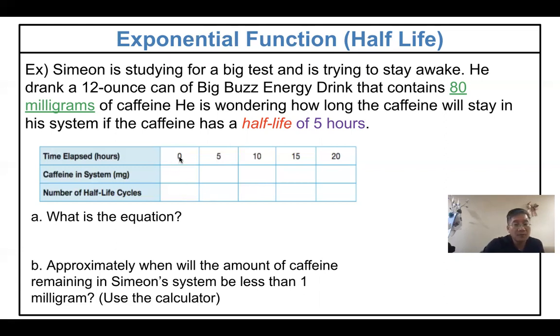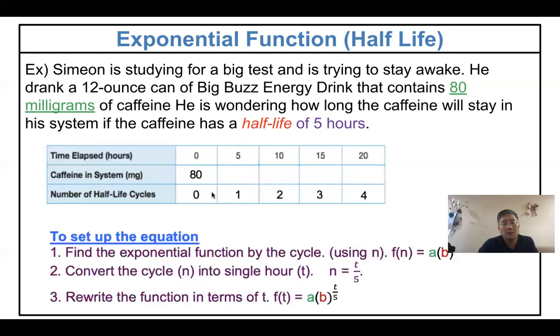But caffeine, when the time was 0, it didn't decrease at all. How much was it? 80 milligrams, right? And then the cycle, this is the half-life cycle. So 0 here, 1 here, it goes like this. So 1, 2, 3, 4, like that. But be careful with the number.